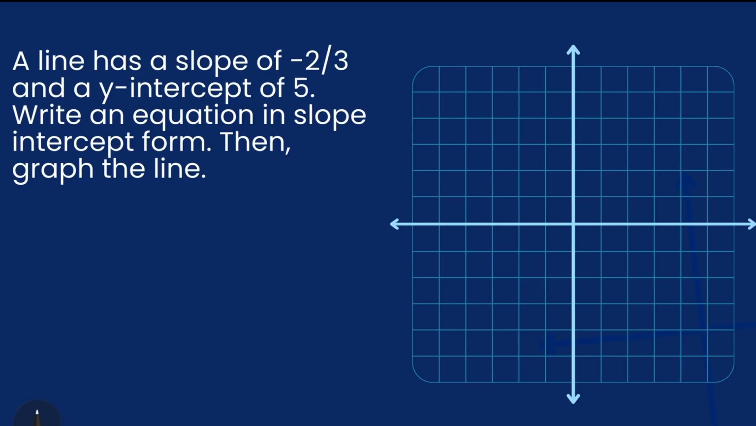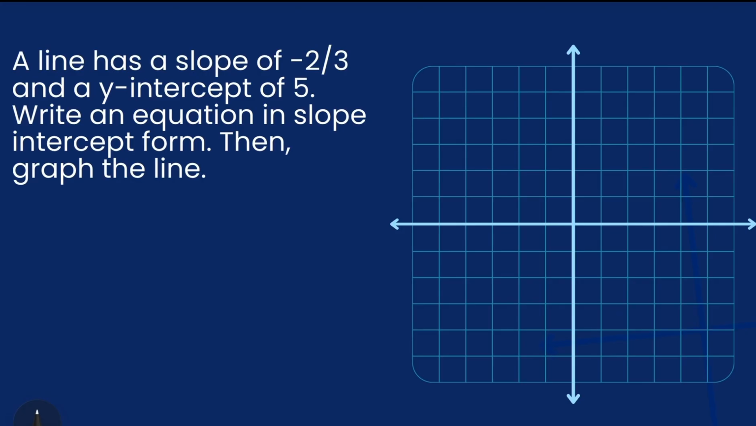A line has a slope of -2 over 3 and a y-intercept of 5. Write an equation in slope-intercept form, then graph the line. So now I want you guys to take a moment to pause the video and try this problem out. And when you're ready, unpause the video and let's work on it together.